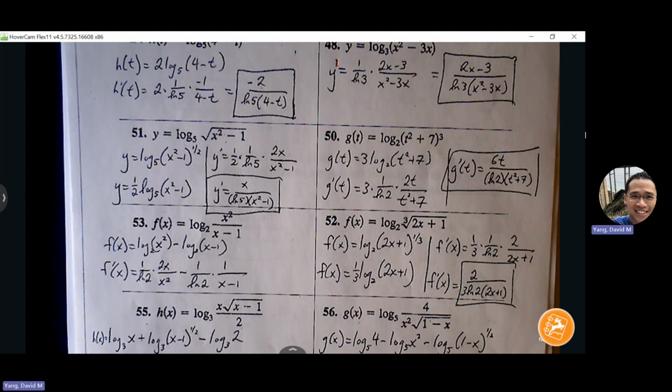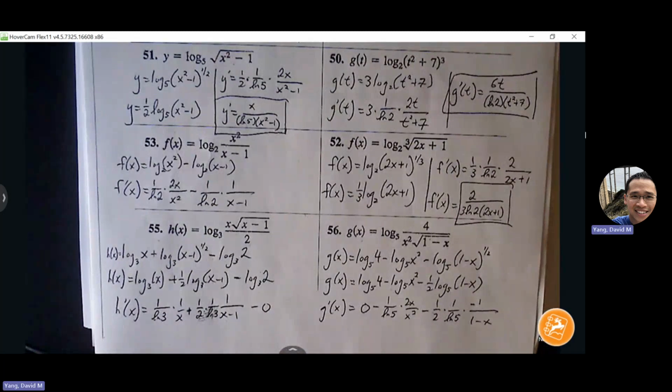And the derivative for 55, like for the 2, it would be 0. Right, log base 2 is just a number, so would the whole thing be 0 at the end? Yeah. Yes, that's right. That last term will just go away, right?